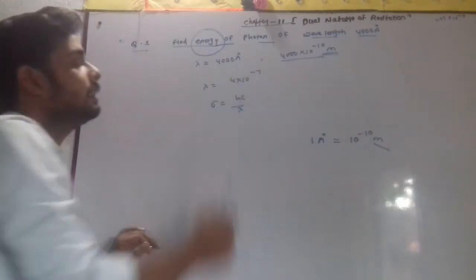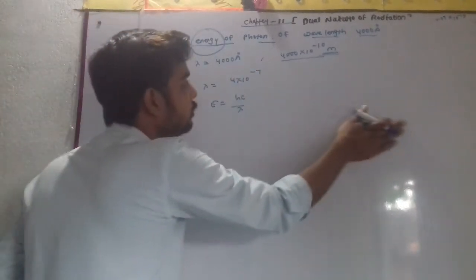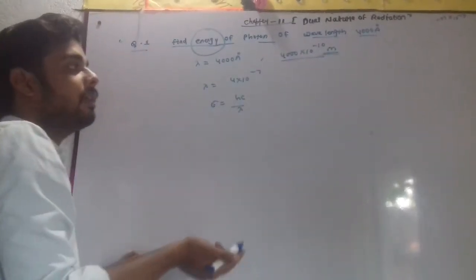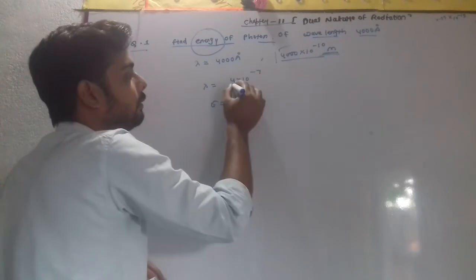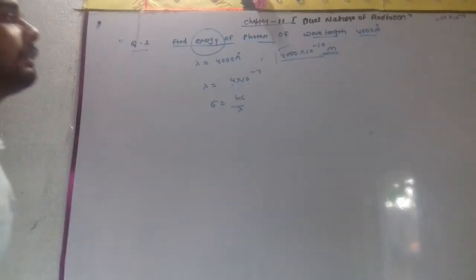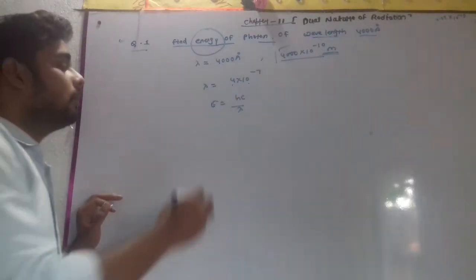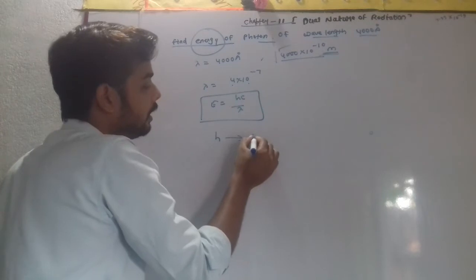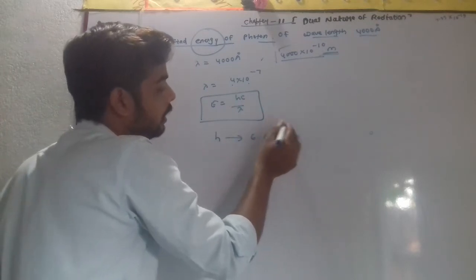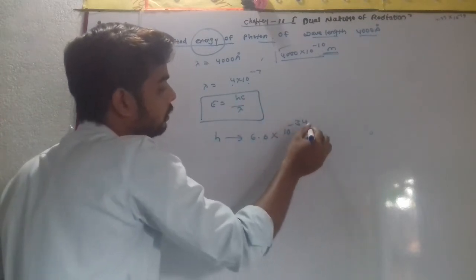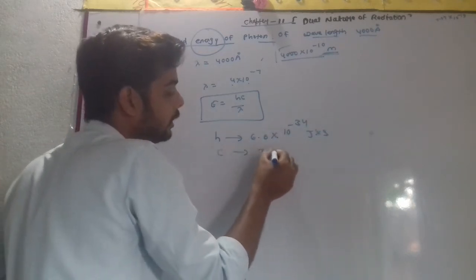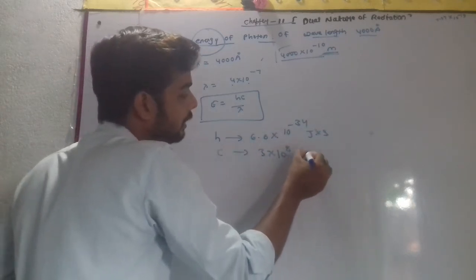So here we will change lambda from angstrom to meter, which will be 4000 into 10 to the power minus 10 meter, or it will change to 4 into 10 to the power minus 7. By the formula of energy we know that E equals hc upon lambda, where h is Planck constant, whose value is 6.6 into 10 to the power minus 34 joule second, and c is the speed of light, whose value is 3 into 10 to the power 8 meter per second.